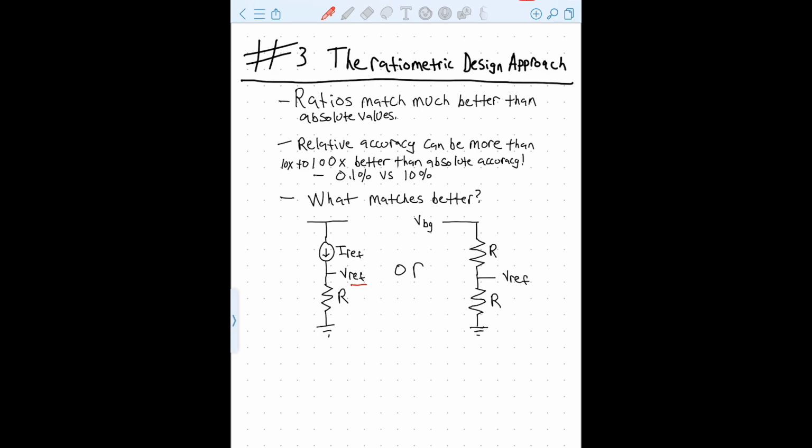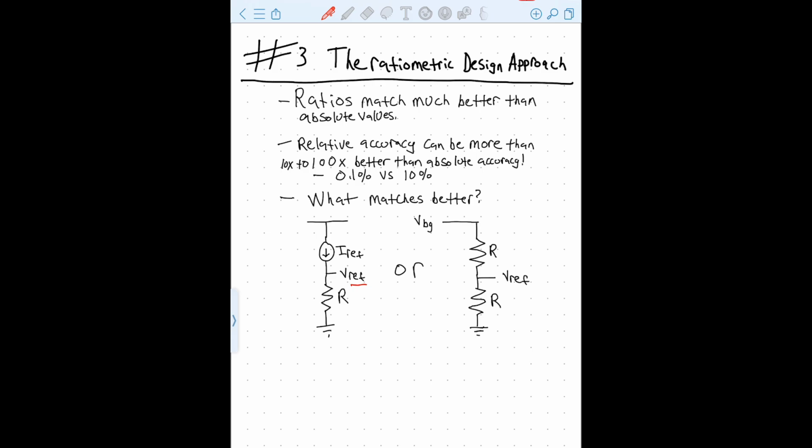If you had a resistor, you might have plus or minus 10% error on that, but relative to another resistor, it's going to be a lot tighter than that. And in fact, depending on how you size these resistors, it's possible to get a 10 to 100x improvement in this relative accuracy compared to the absolute accuracy of a single unit. And this goes beyond resistors. This applies to capacitors. It applies to FETs as well.